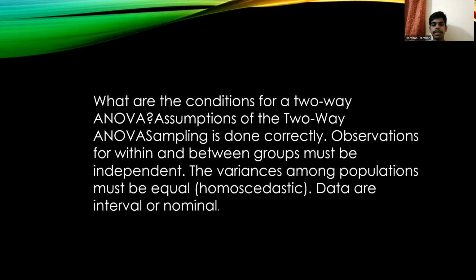So what are the basic conditions for a two-way ANOVA? Assumptions of the two-way ANOVA: sampling is done correctly. Observations within and between groups must be independent. The variance among populations must be equal, which is known as homoscedasticity. Data are interval or nominal.